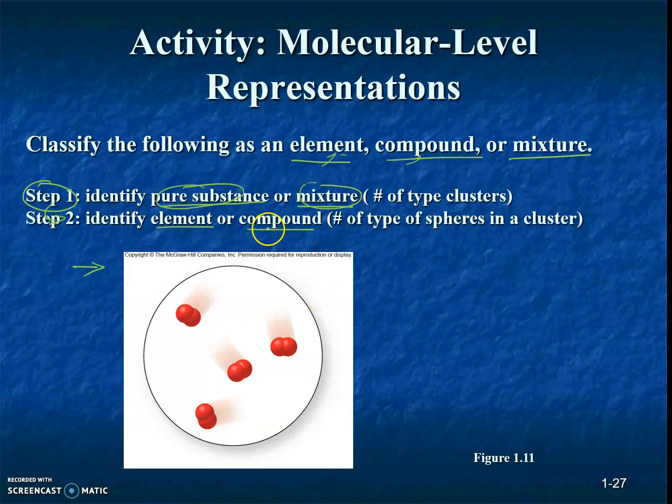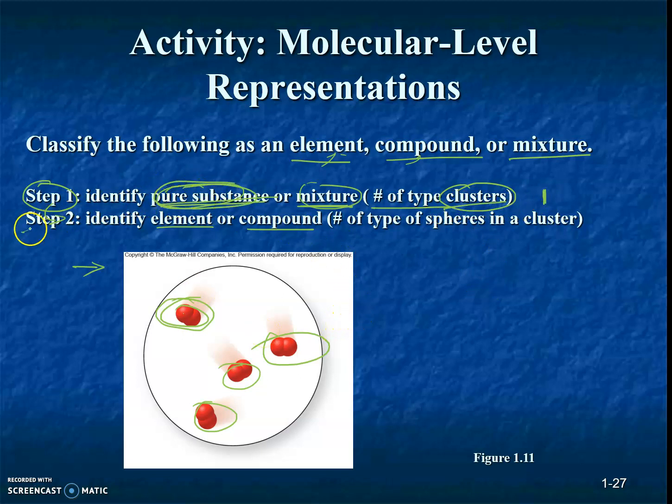To make this easier for you, for the first step, when you need to identify a pure substance or a mixture, you just need to look at the image and ask yourself how many types of clusters there are. This is a cluster, this is a cluster. In this example, they are the same cluster, they all have 2 red spheres. So I only have one type of cluster. If I only have one type of cluster, I'm a pure substance.